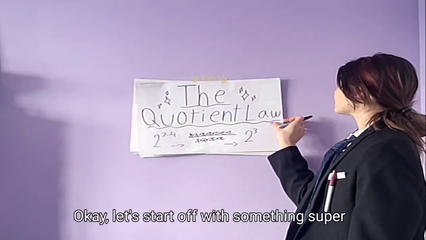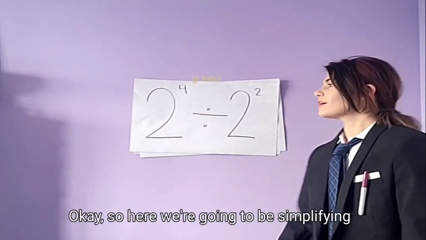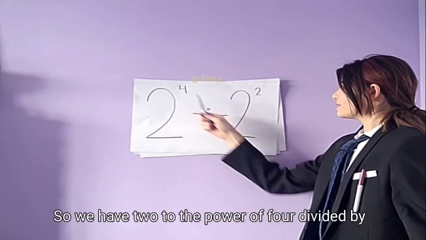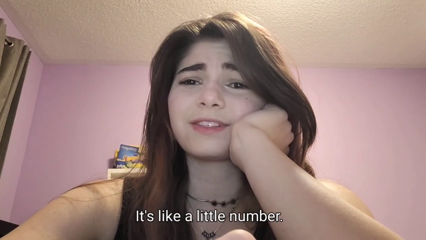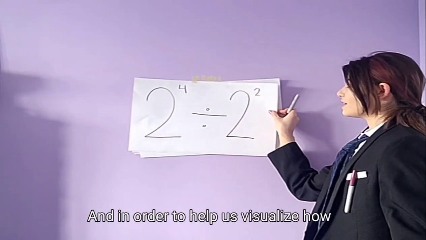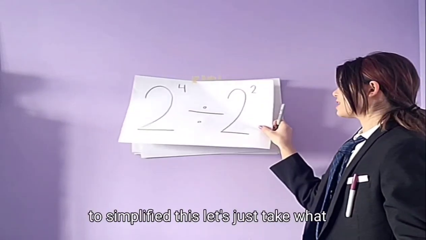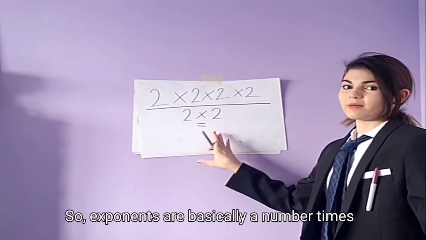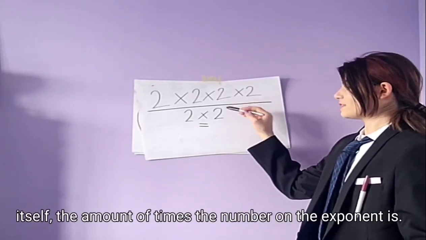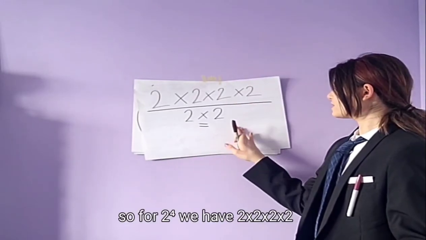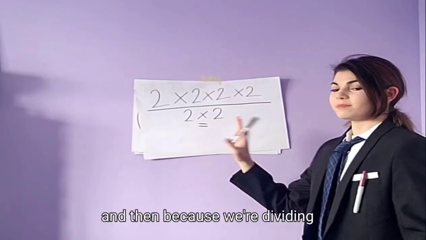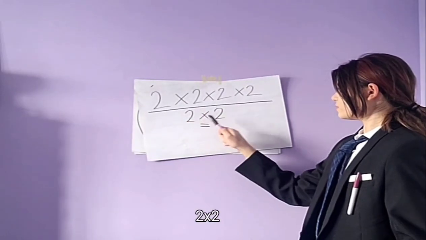Okay, let's start off with something super duper simple. Here we're going to be simplifying this equation. So we have 2 to the power of 4 divided by 2 to the power of 2. In order to help us visualize how to simplify this, let's just take what exponents do. Exponents are basically a number times itself, the amount of times the number on the exponent is. So for 2 to the exponent 4, we have 2 times 2 times 2 times 2. And then, because we're dividing, we're going to put that over 2 times 2.